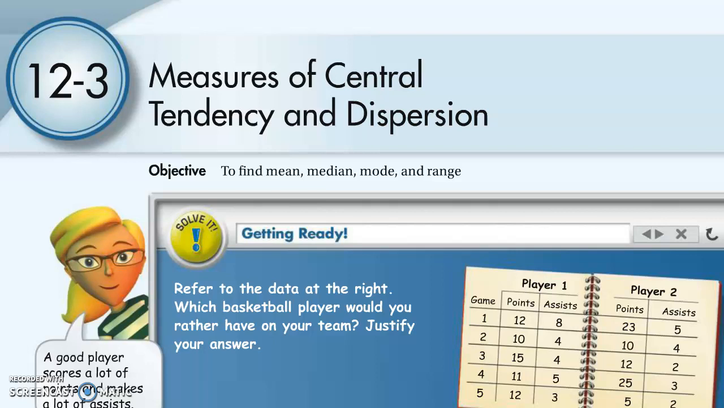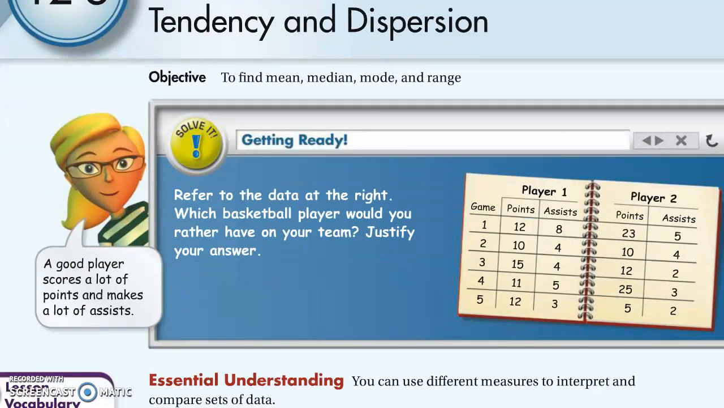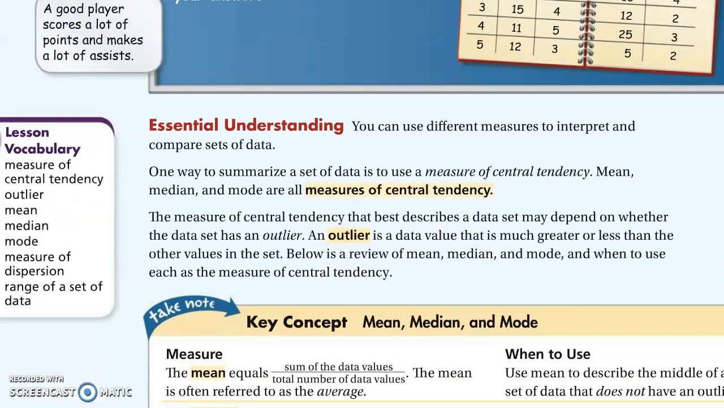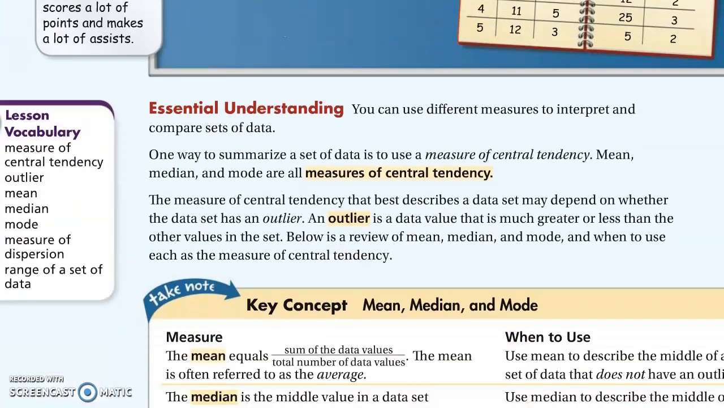It's your teacher, Mr. Lopez, coming at you with another lesson from Chapter 12, Lesson 3 on measures of central tendency and dispersion. Our objective today is to find the mean, median, mode, and range of data points. And I think this is going to be a pretty easy lesson. I don't think we're going to have any struggles with this. So let's go ahead and just look at a few definitions first.